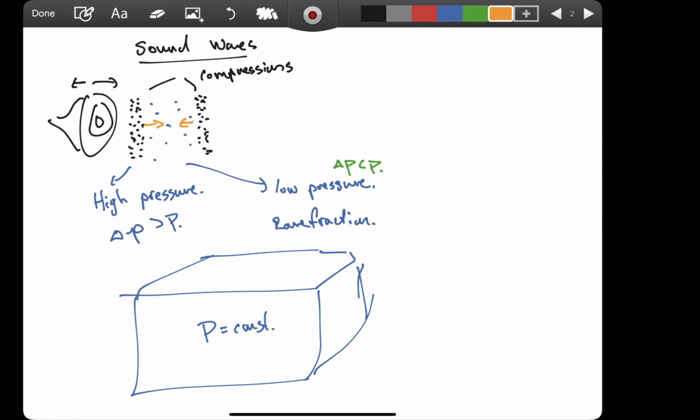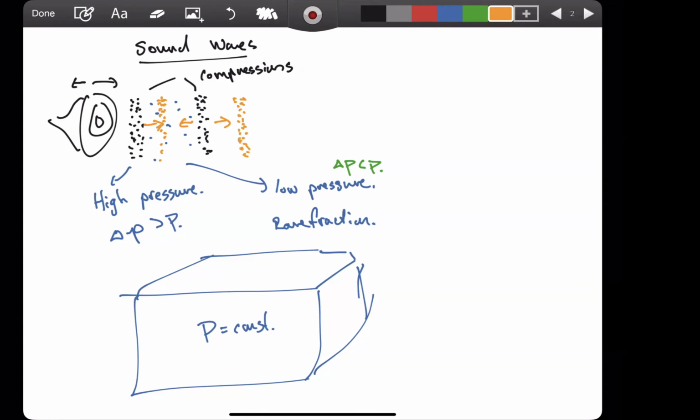are going to switch. So basically, I'm going to then get a compression here. And then same thing over here. These ones want to move away, so this then becomes a compression. And then you get a rarefaction in between, and so on. And this is what causes the wave to actually propagate.